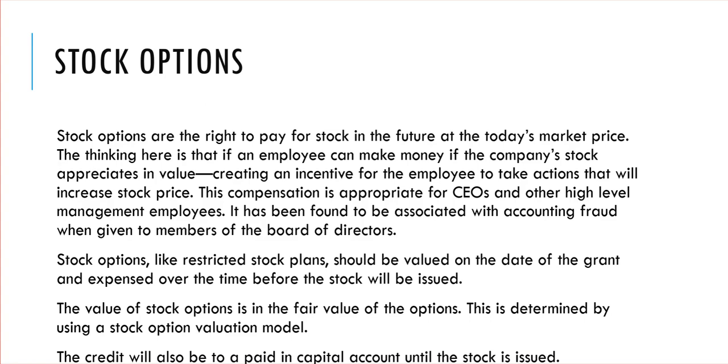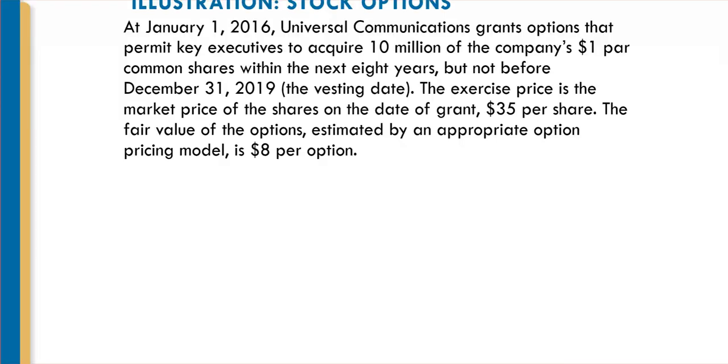Now, like all this equity compensation, you have a debit to compensation expense and you have a credit to paid-in capital. And on the paid-in capital is going to be paid-in capital stock options. That's going to be the caption. An illustration here. They grant options to key executives to acquire $10 million of par shares within the next 8 years, but not before December 31st, 2019.